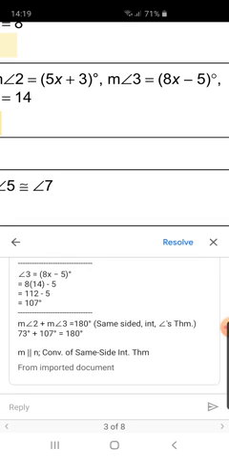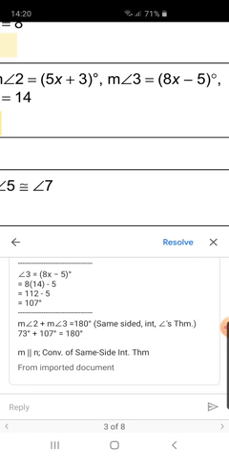Now, if you add angle 2 and angle 3, you should get 180 degrees because of the same-sided interior angles theorem. Okay, now let's add up 73 and 107. Can you get 180 if you add 73 and 107? Yes, it is 180. So M is parallel to N because of the converse of same-sided interior angles theorem.